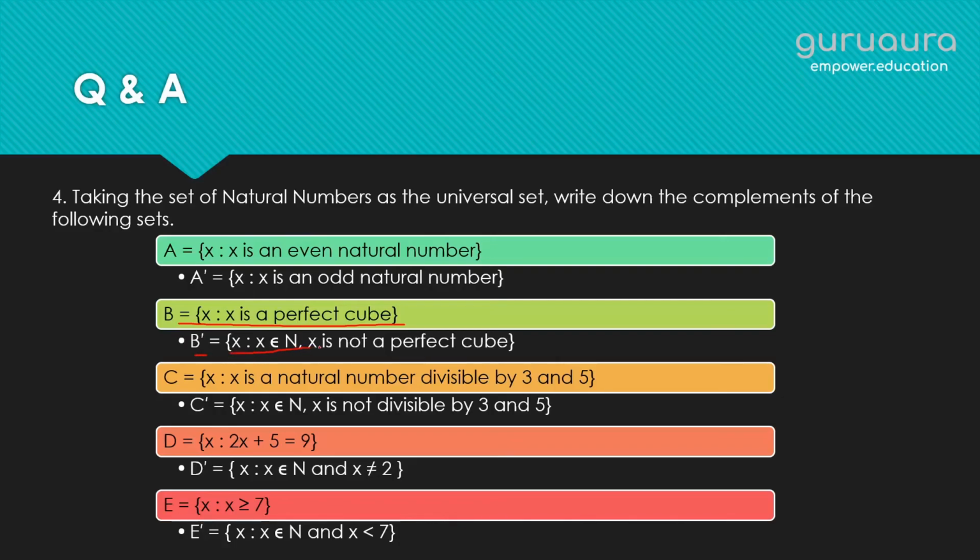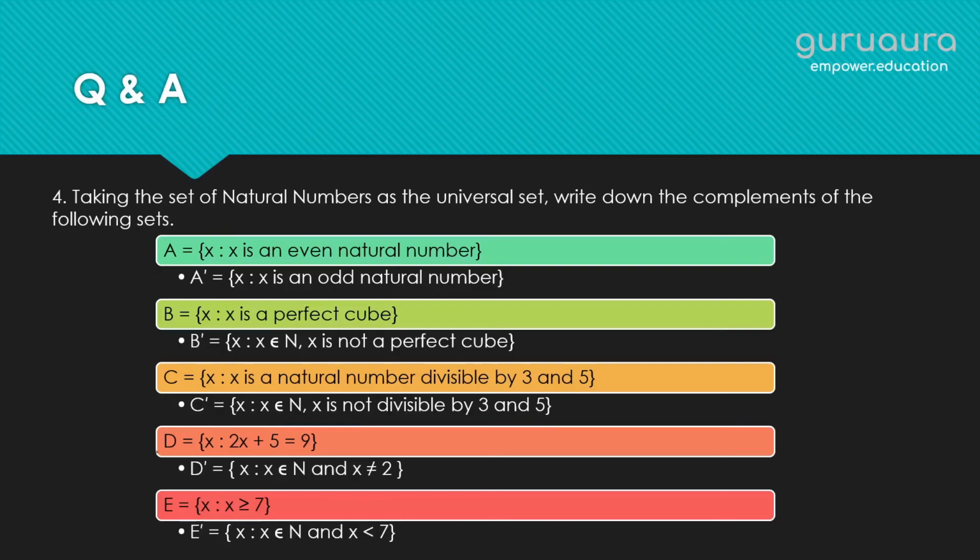So B complement is a set of all x such that x belongs to natural numbers and x is not a perfect cube. Then set C, the set of all x such that x is a natural number divisible by 3 and 5. So C complement will contain all those elements which are not divisible by 3 and 5. That is, C complement is the set of all x such that x belongs to natural numbers and x is not divisible by 3 and 5.